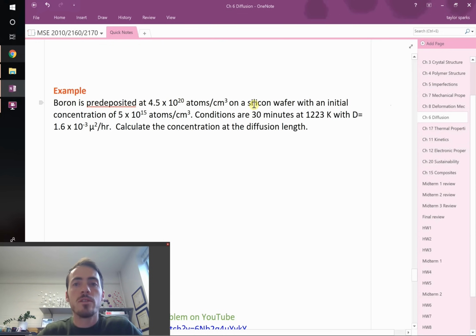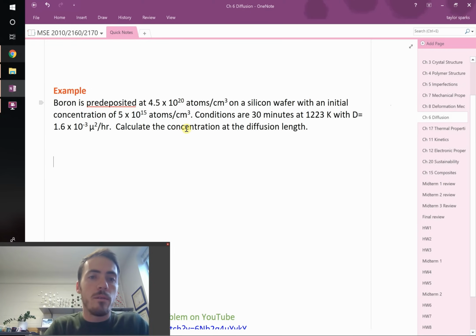It says on a silicon wafer with an initial concentration of 5 times 10 to the 15 atoms per centimeter cubed, right? So 100,000 times less atoms in the bulk than at the surface. So there's going to be a concentration gradient for sure. They're going to travel towards in the material, right? It says conditions are 30 minutes at 1223 K with D given, right? They give us the diffusion coefficient, and they give it in micrometers squared per hour instead of meters squared per second. That's fine. We can work with that. It says calculate the concentration at the diffusion length. So they want to know the concentration at the diffusion length.